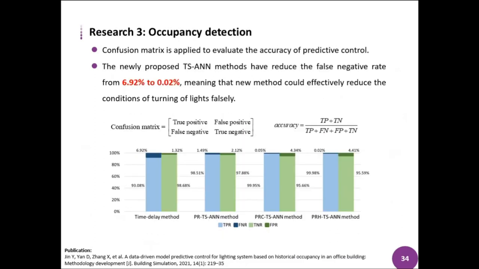Here we're using the confusion matrix to evaluate the accuracy of our predictive control. The false negative rate is significantly decreased from 6.9 to 0.2. It's quite reliable for us to use in the occupancy detection.